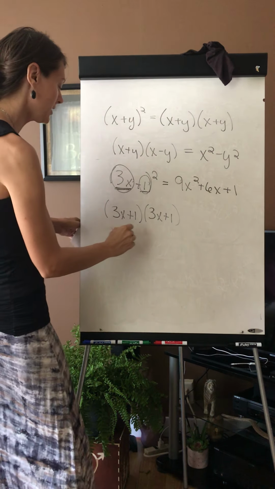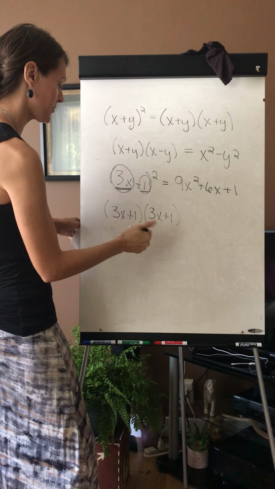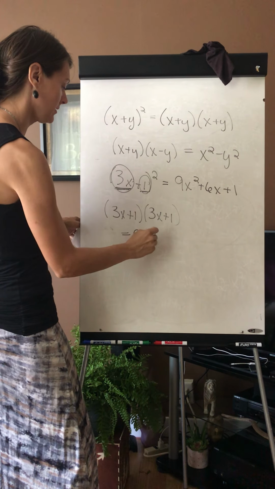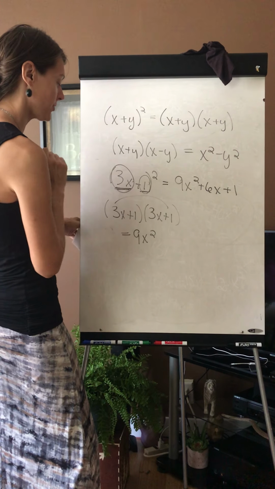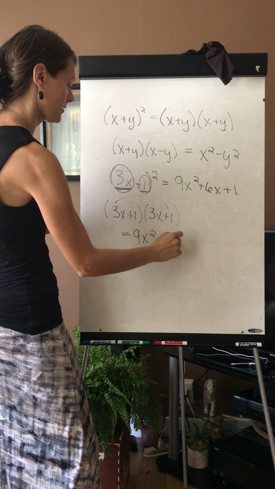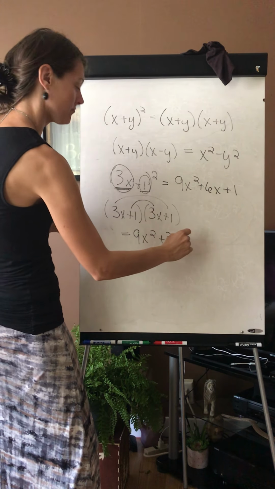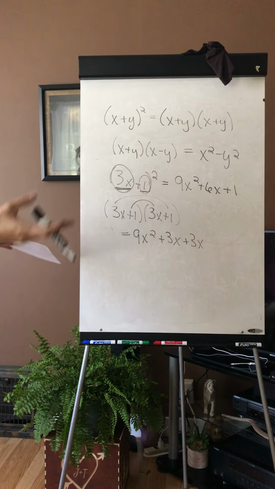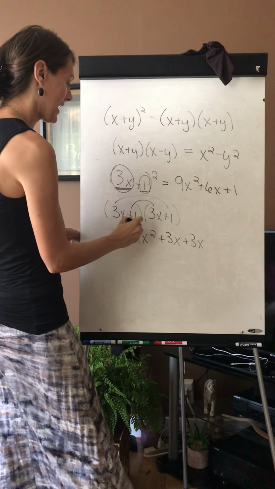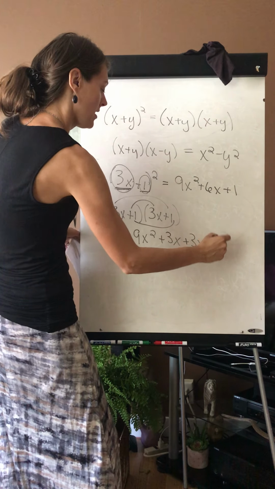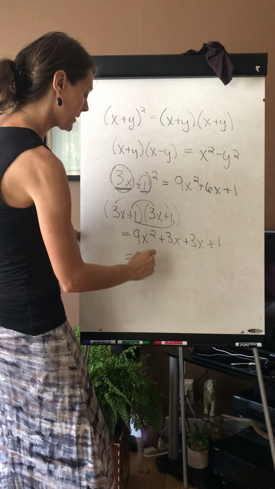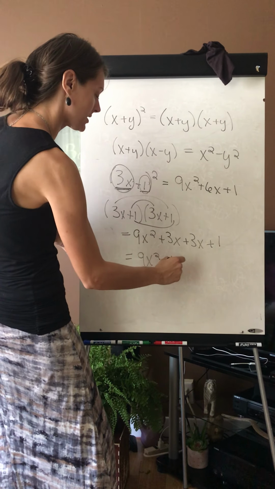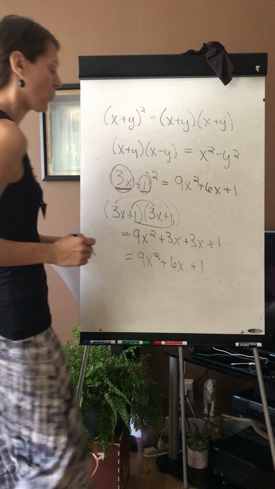And then if we FOIL it, my first terms, 3x times 3x, that's 9x squared. My outer terms, 3x times 1. My inner terms, same thing. That's why we have the 2 times that product. And then my last terms. And then when I combine the middle terms, we get 9x squared plus 6x plus 1.